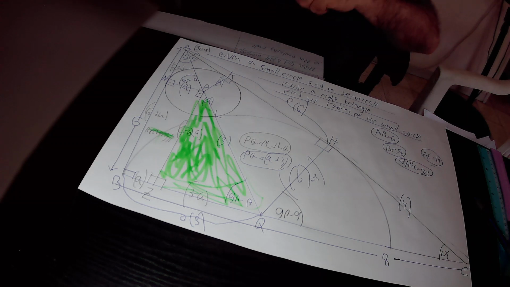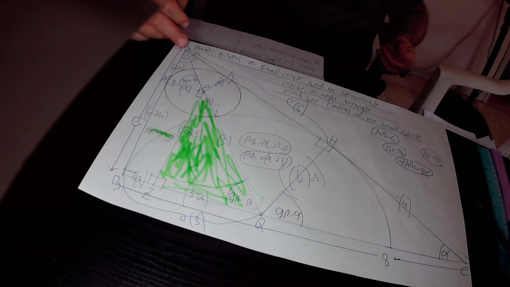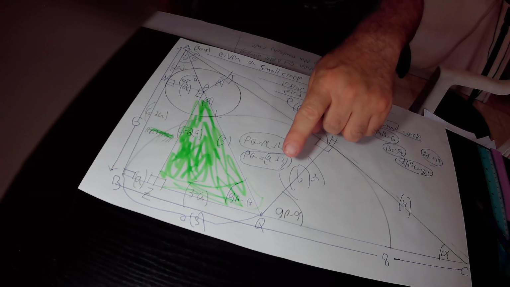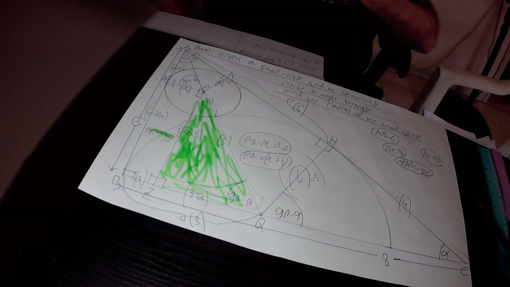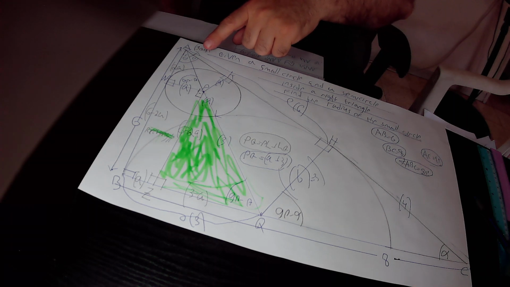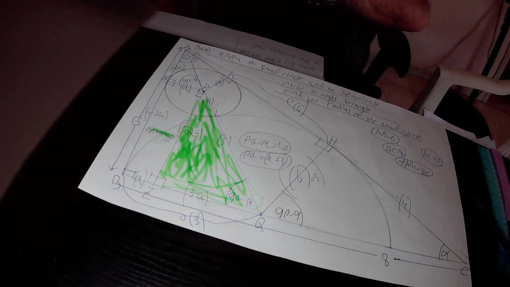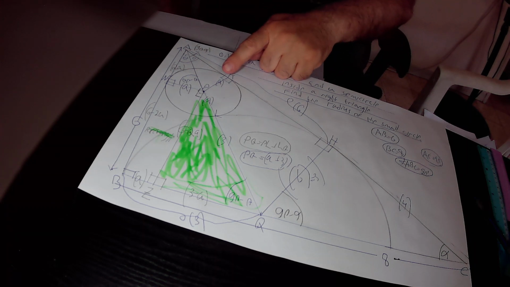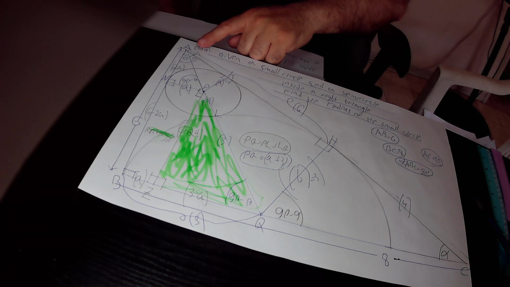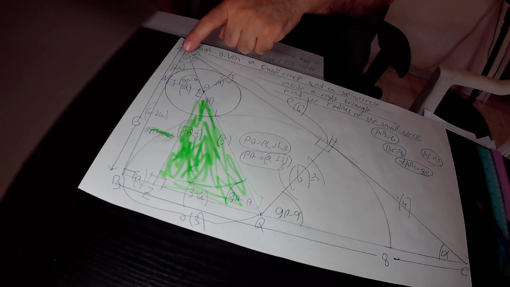So in the right triangle ABQ, if we define the size of angle A as 2 theta, then the angle bisector QA bisects angle A into 2 halves. Each half equals theta. This is the first half and this is the second half. Likewise, the angle bisector PA also bisects angle A into two halves. Each half equals theta.